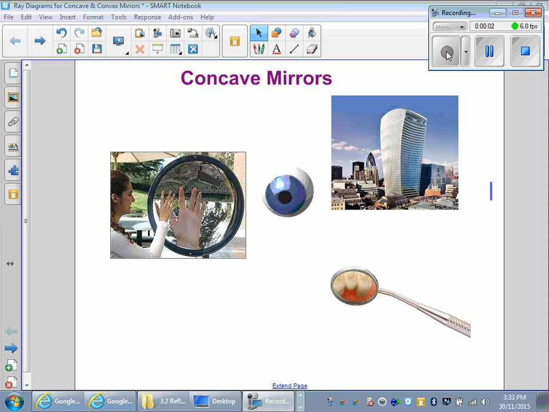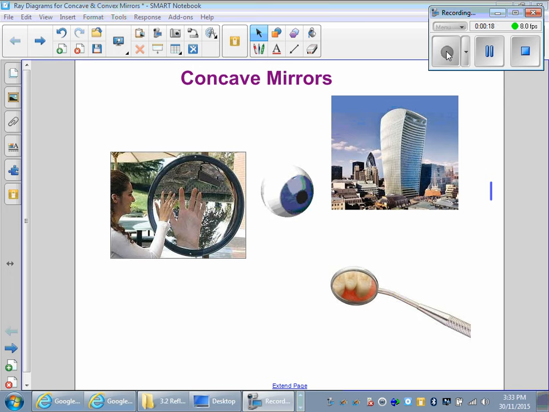So welcome students, we're just going to do a very quick lesson on concave mirrors. We're going to talk about their applications briefly and then move on to discussing some ray diagrams for different scenarios. First of all, concave mirrors, where do we use them in our everyday lives?